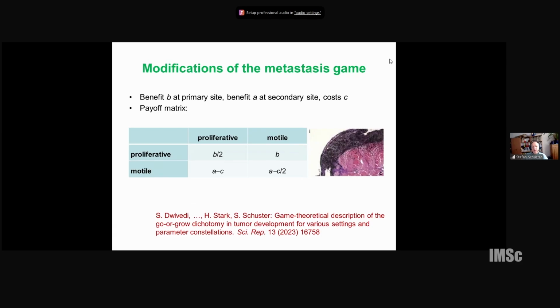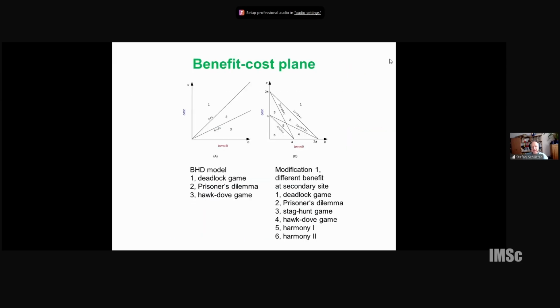For example, here, modification 1 is that the benefit at the secondary side is described by parameter A, which is not necessarily the same as B. But then, of course, the number of game types increases because now it depends on several order relations between A, B, and C. And this can be nicely illustrated here on this diagram, the benefit-cost plane. On the left-hand side, there is the Basanta-Hatzikiriakos-Deutsch model. Then we have these 3 cases: high benefit, intermediate benefit, and low benefit case. And in this modification, there are 6 different cases.